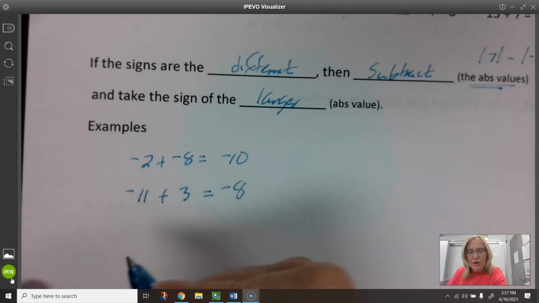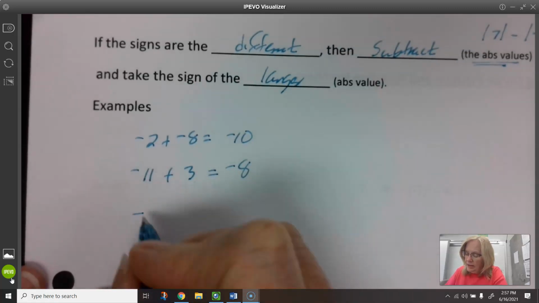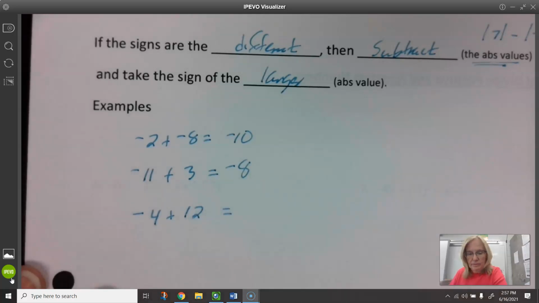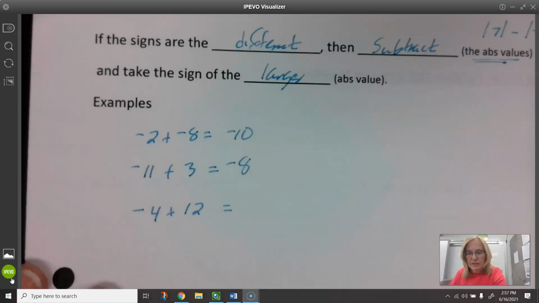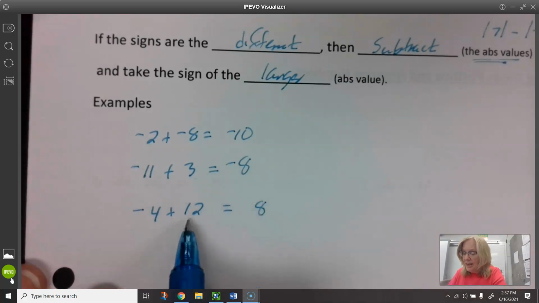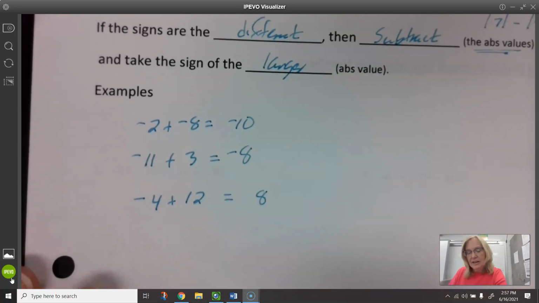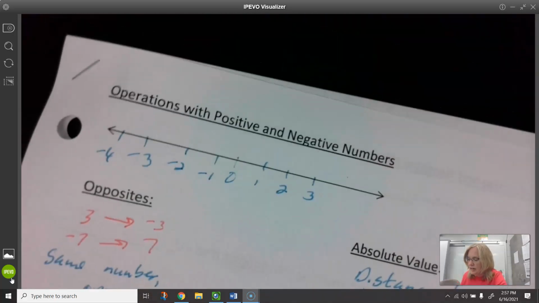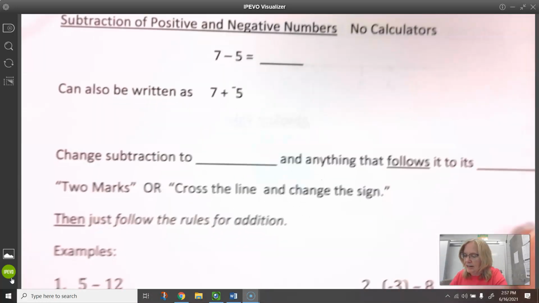Okay? Try this one on your own. -4 and 12. Did you subtract and get an 8? And is it positive? Yeah, because 12 is bigger. Okay, so those are just some examples, and if I were there, I'd probably do a few more with you, just to make sure that we understand it. Okay? Good. I think you get the idea. We're going to get to practice some for part of our homework today.